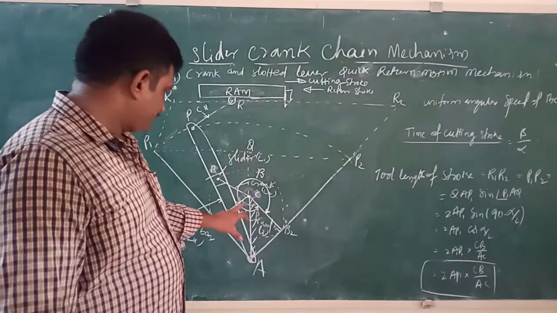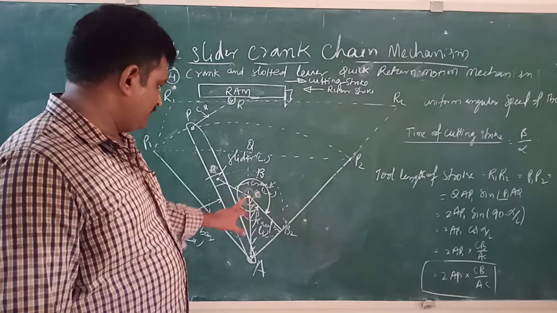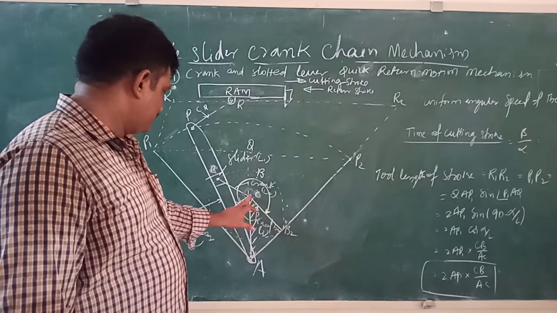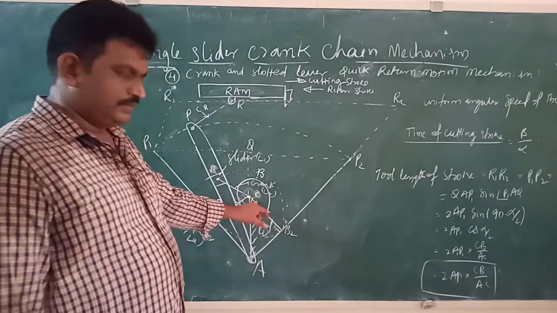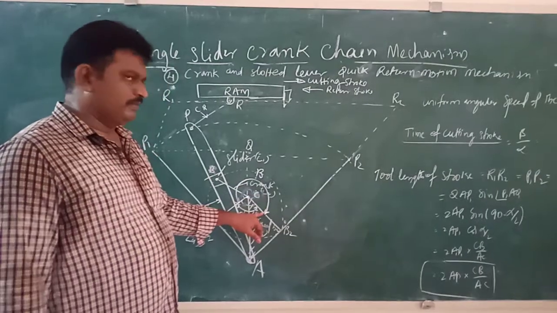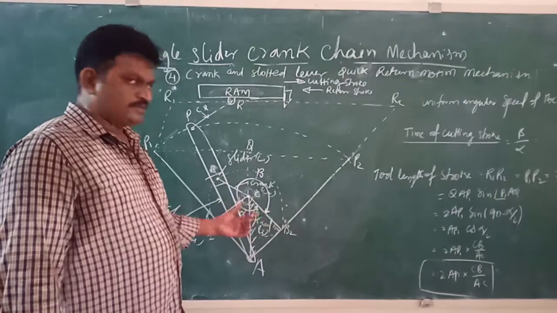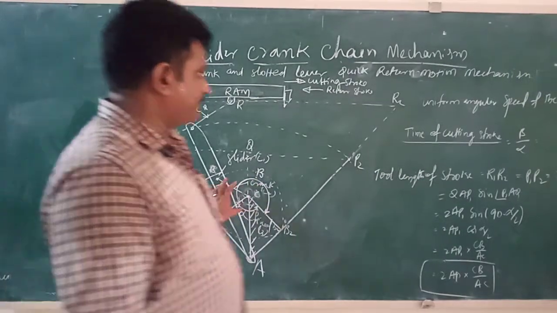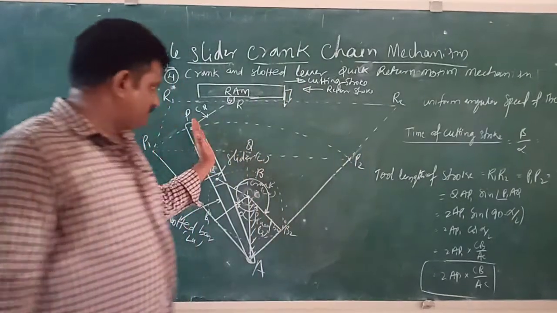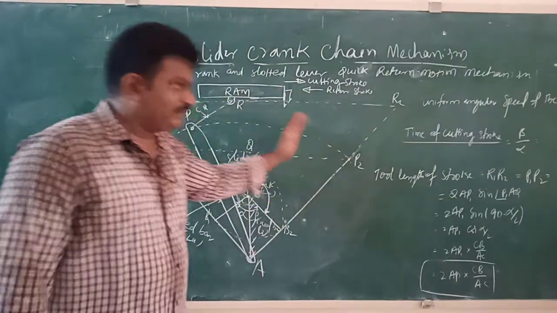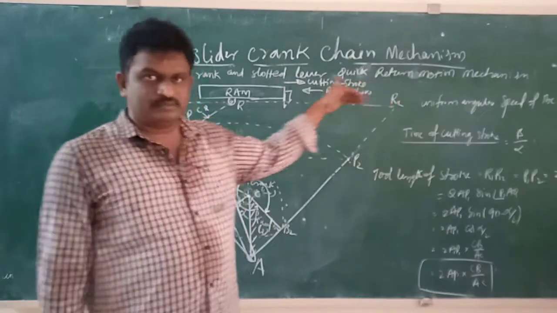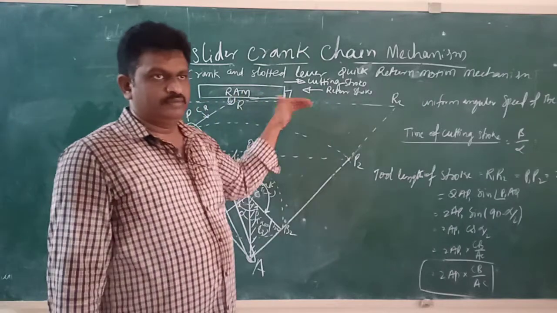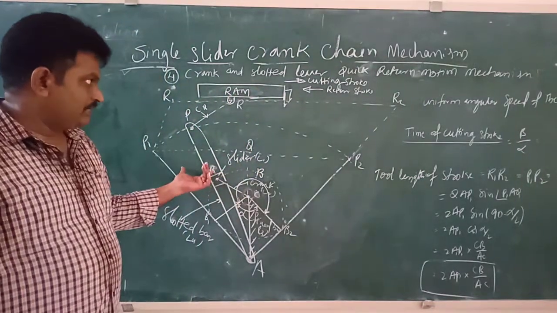Basically, beta inclination is from CB1 to CB2. The inclination from here to here we call beta, and the inclination here we call the return stroke, a small inclination. The total inclination is 360. In this mechanism, oscillating motion is converted into to and fro motion: forward stroke and backward stroke, the return stroke. Forward and backward motion means reciprocating motion.